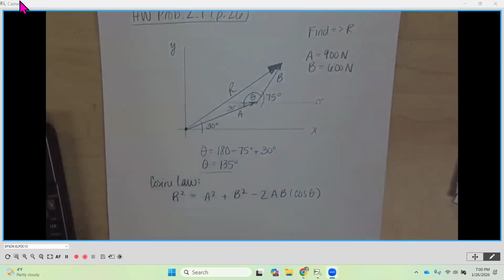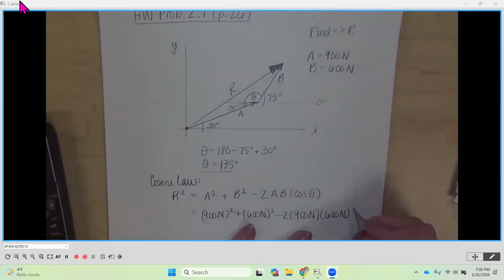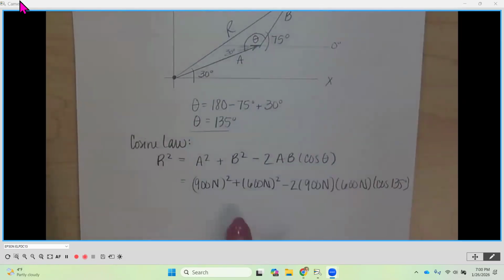And now I'm going to put the numbers that I know. So I know that my A is 900 newtons. That's going to be squared. Plus B is 600 newtons, that'll be squared. Minus 2 times 900 newtons times 600 newtons times the cosine of 135 degrees. I snuck it in there. Make sure you add your units of newtons in each one of the areas here, okay?